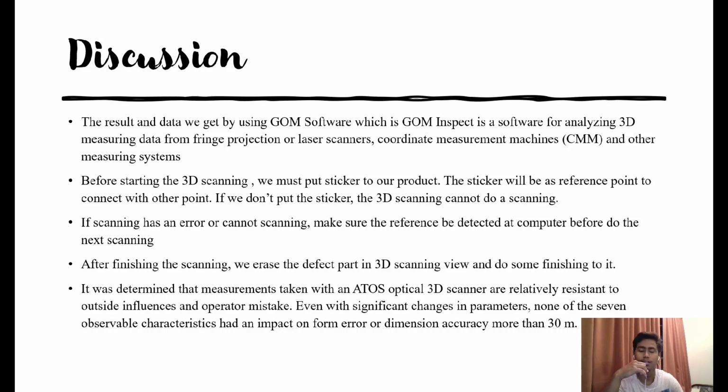If the scanner has an error or cannot scan, make sure the references are detected by the computer before doing the next scan. After finishing the scanning, we erase the defective parts in the 3D scanning view and do some finishing to it. This determined that measurements taken with the ATOS optical 3D scanner are relatively resistant to outside influence and operator mistakes. Even with significant change in parameters, none of the 7 observed characteristics has an impact on form error or dimensional accuracy of more than 30 meters.